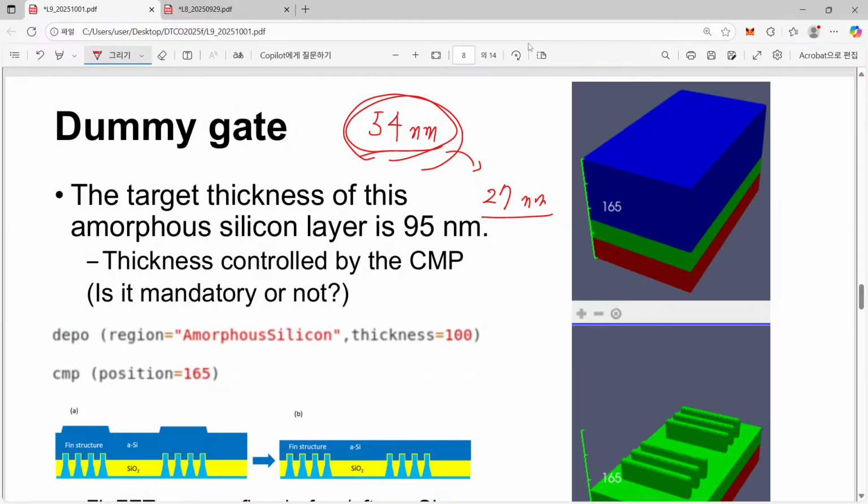So in this case, we have to start from, for example, an assumption of 108 nanometer and perform SADP down to 54 nanometer. That should be done.